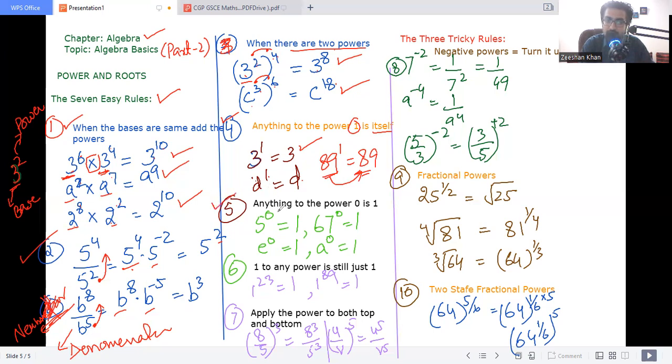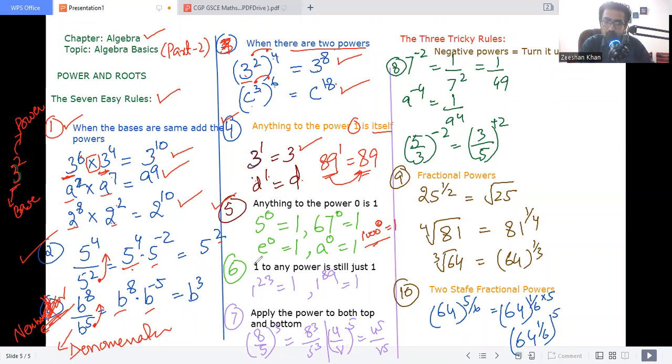Rule number 5: anything to the power 0 is 1. So 5 power 0 is 1. 6 to the power 0 is 1, e power 0 is 1, a power 0 is 1, or even 1000 power 0 is equal to 1. Anywhere you see the power 0, that number would be 1. This is another important rule for mathematics and algebra.